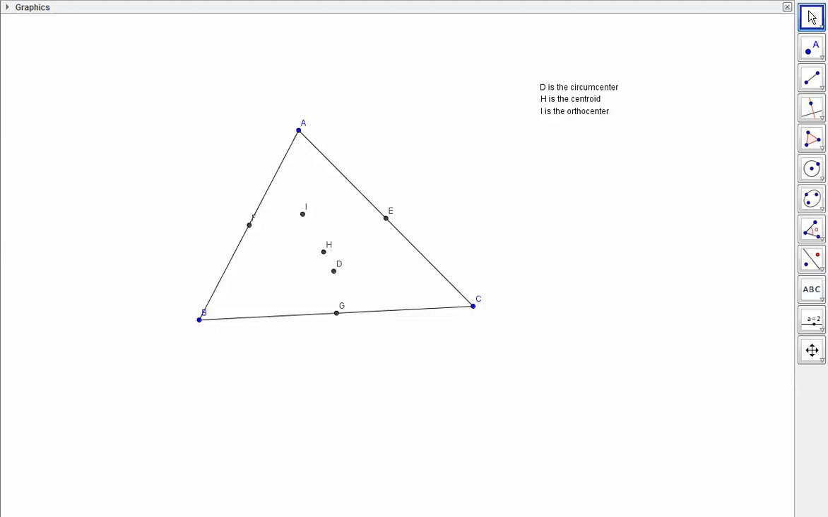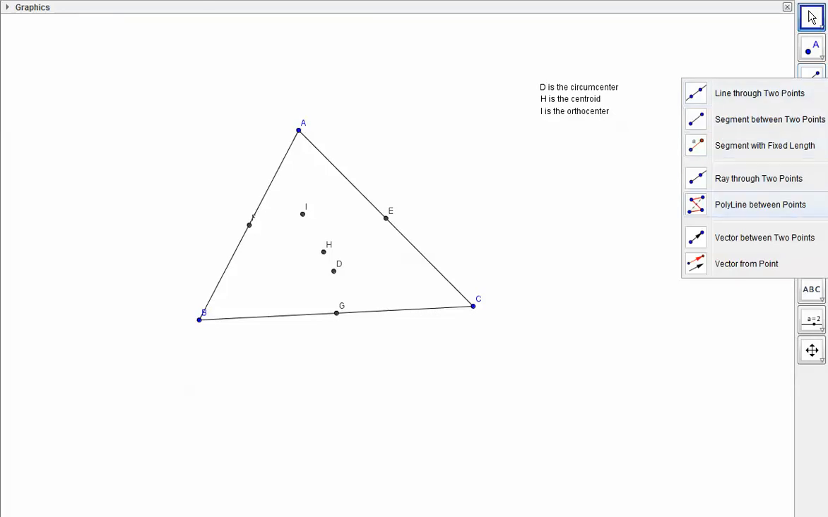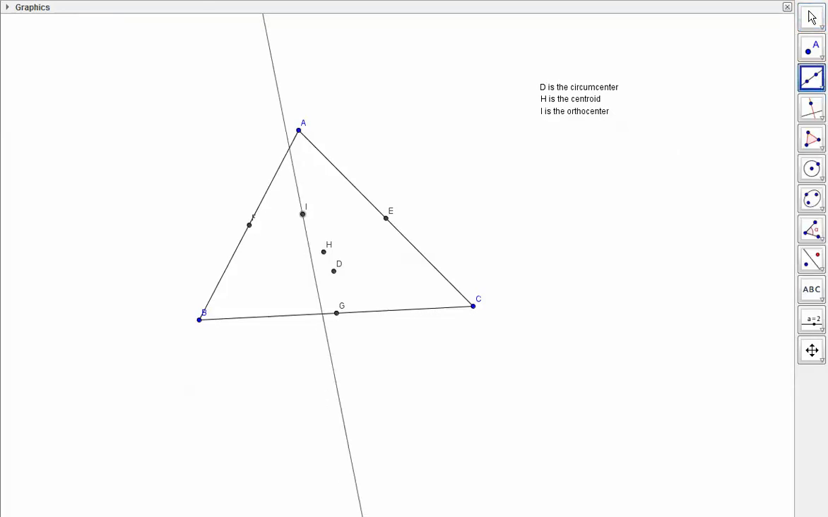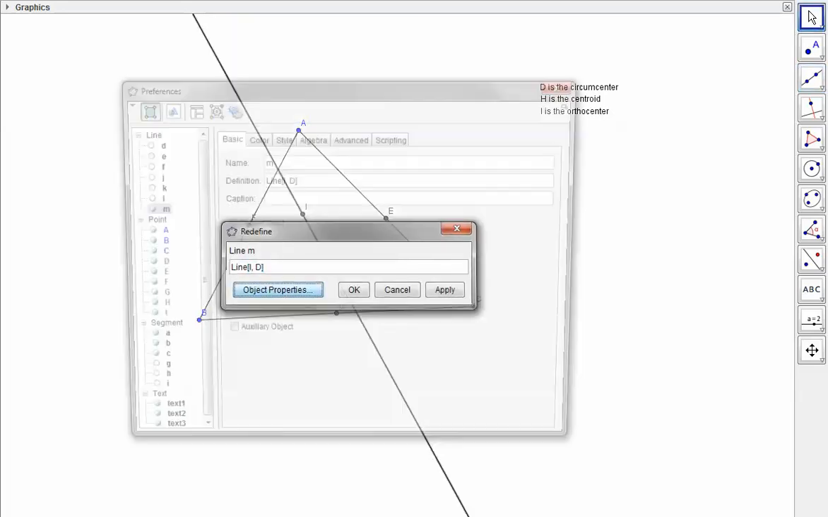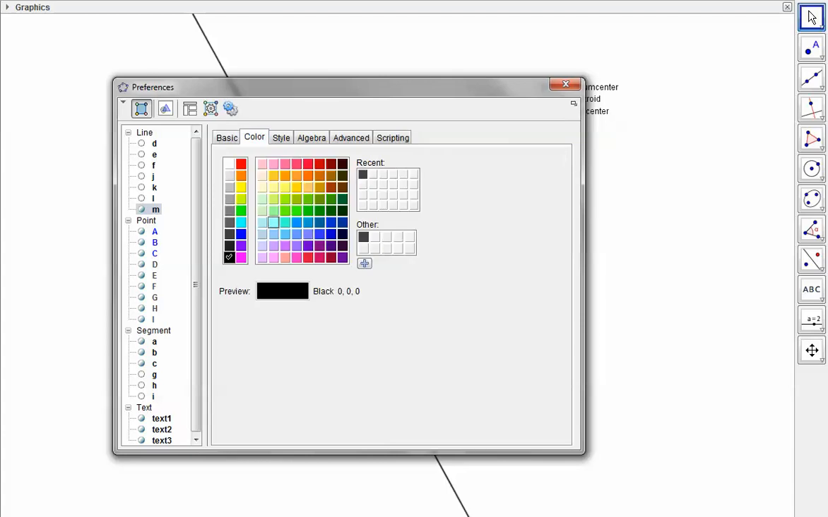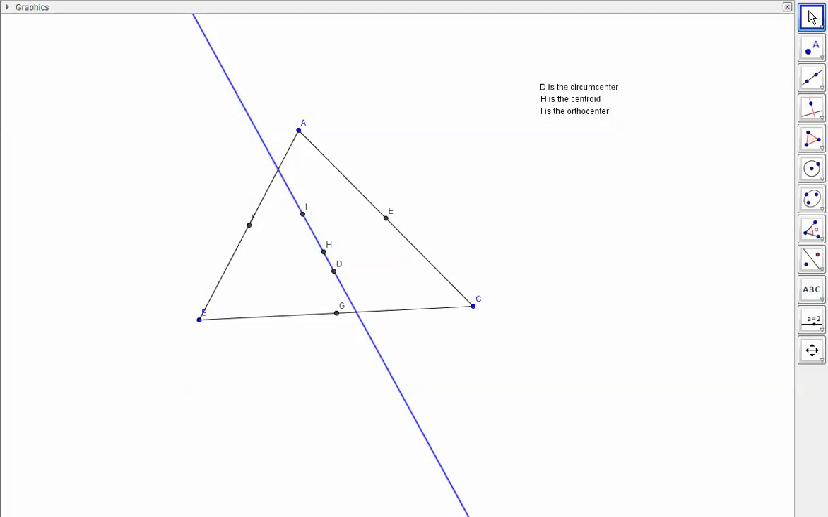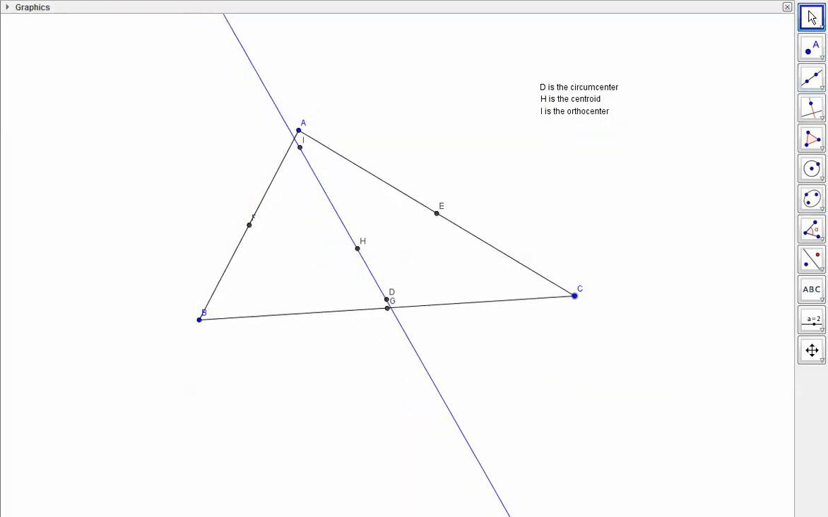Now notice that those 3 points, D, H, and I, the circumcenter, the centroid, and the orthocenter, are collinear as Euler's line says that they should be. So let's go ahead and take our line here, and we'll create a line through all 3 points. And we'll go ahead and change the color of that line so that we can keep track of it a bit. On your paper, you're asked to draw that line in some sort of color so that it shows up well.